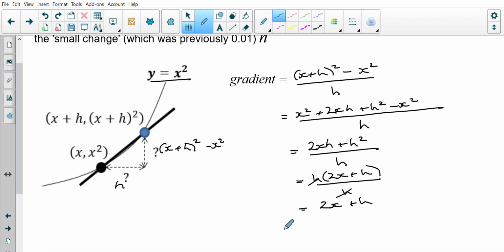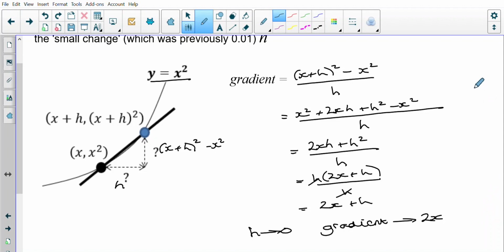So as the point to the right that I've picked gets closer and closer to my x squared, so as this h gets smaller and smaller, let's look at what's going to happen to the gradient function. So we can say as h gets smaller and smaller, or tends to 0, that means the gradient is going to get closer and closer to 2x, which is what we know the gradient function for the x squared curve is.